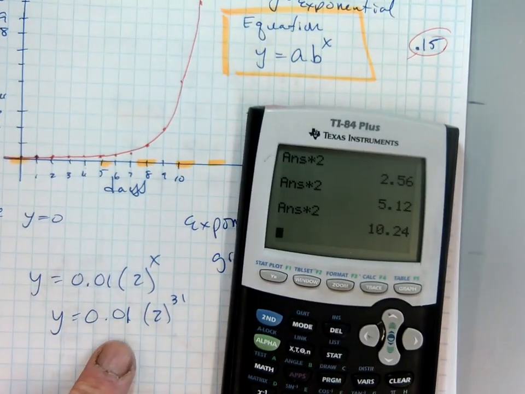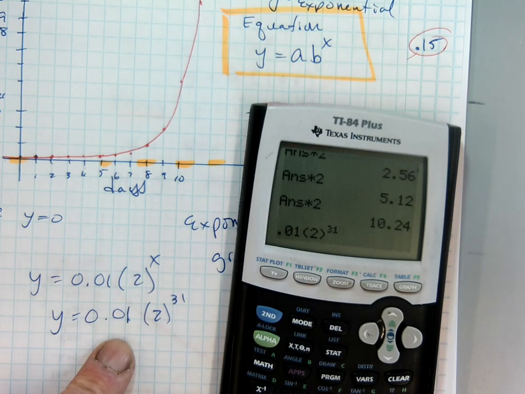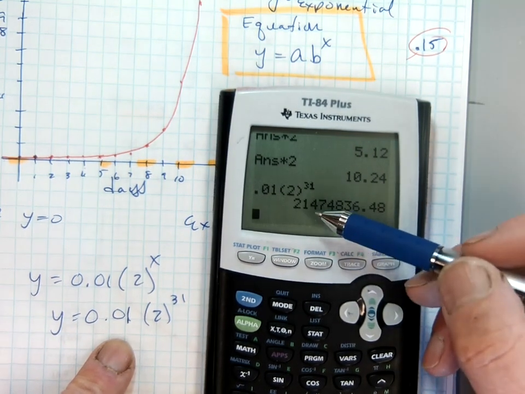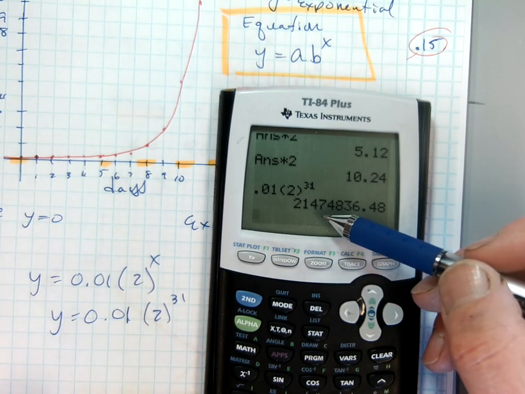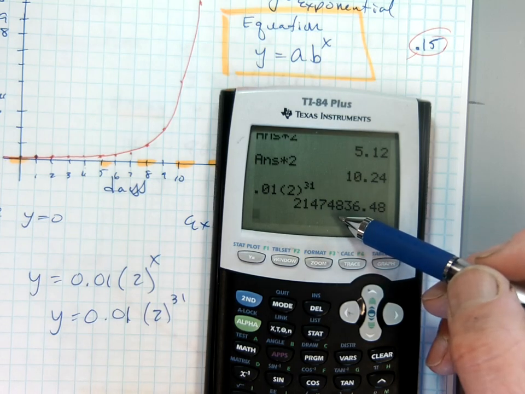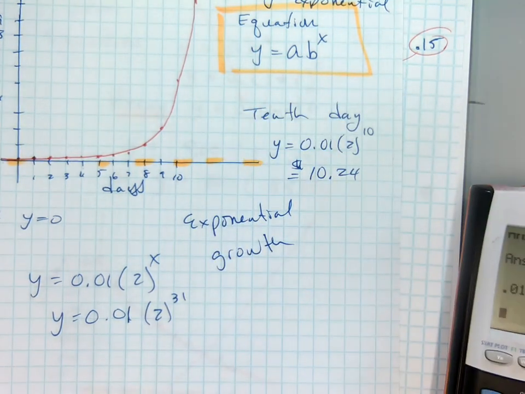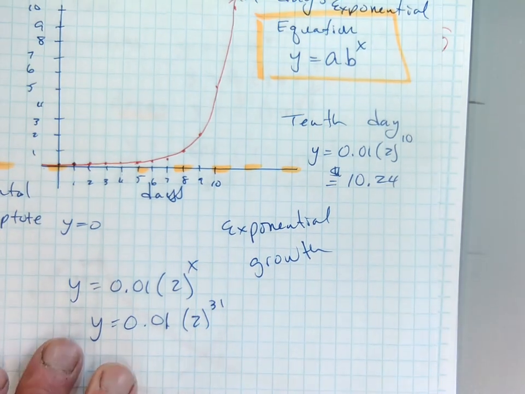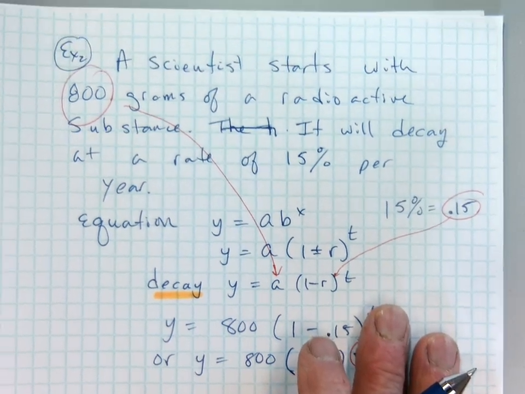Now, this is in terms of dollars, 0.01 times 2 to the 31. Oh my, it's $21 million. So by the end of the 31st day, this is 21 million. We started with just 1 penny. 1 penny doubled $21,478,836.48. Okay? Wow. That's exponential growth. Things got big fast. Okay, then I did a second example talking about exponential decay.